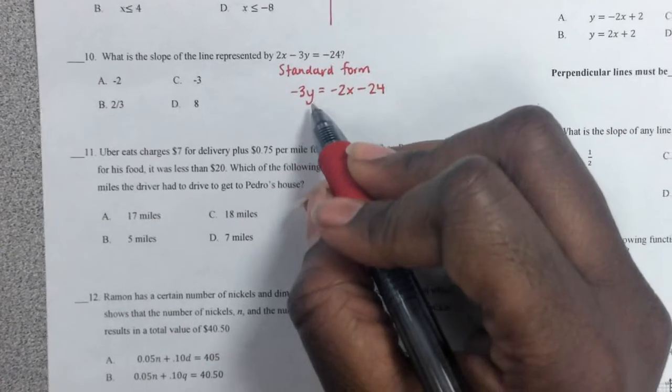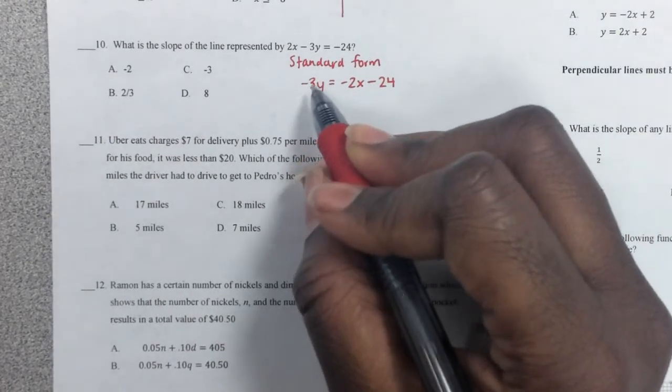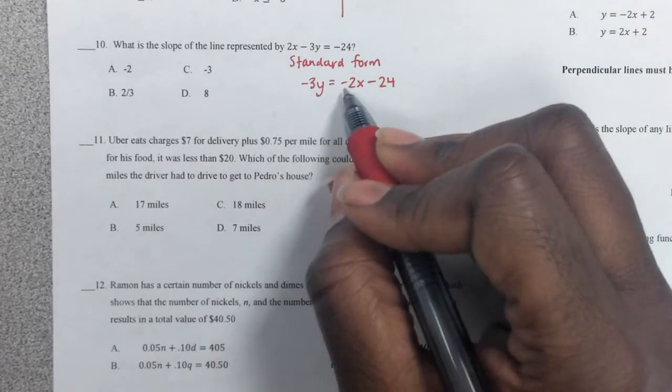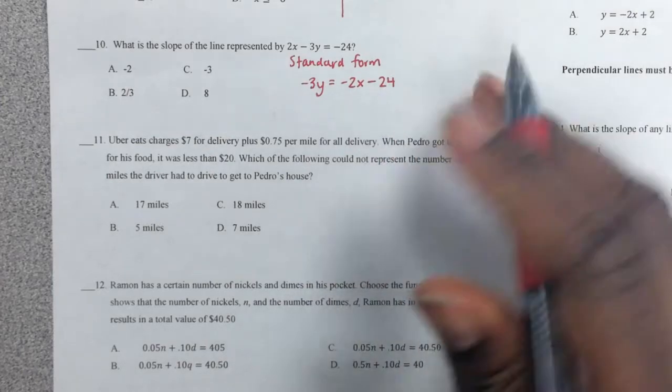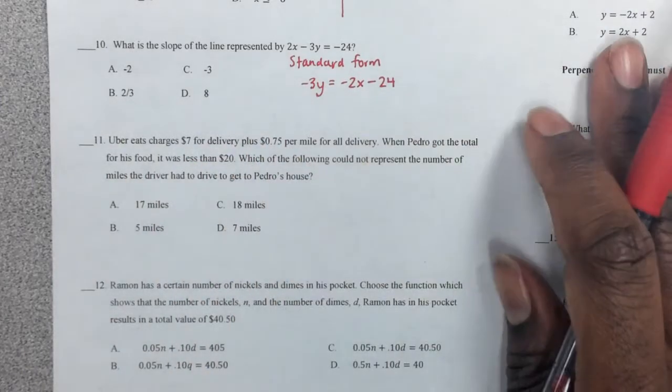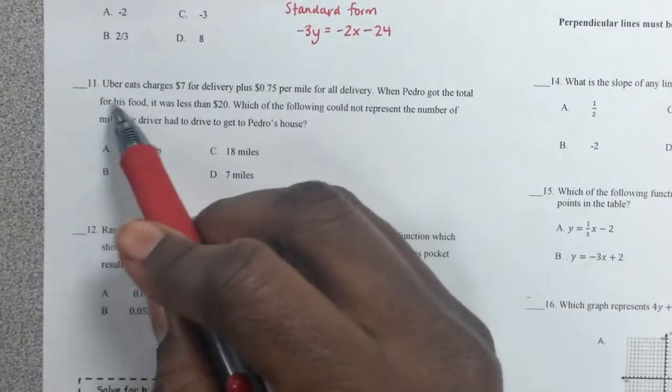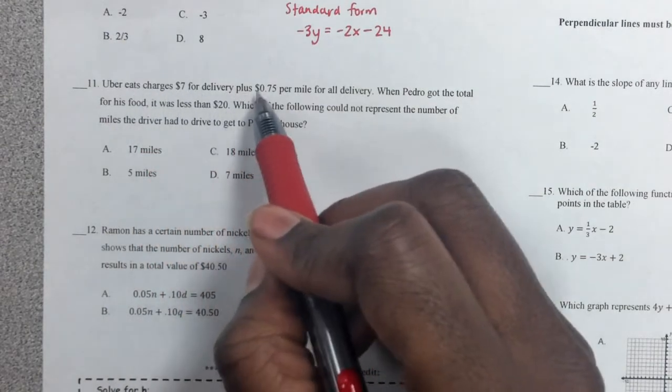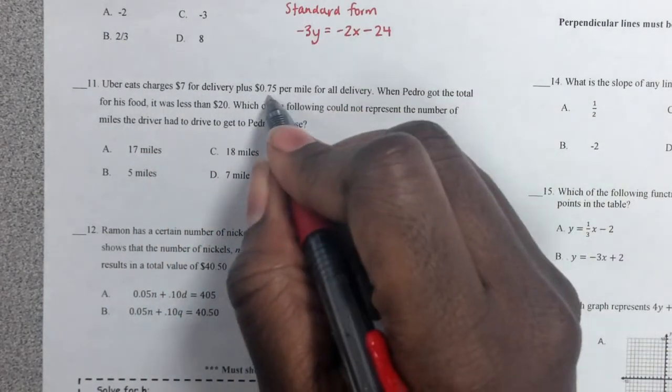All right. Then you need to divide exactly by this. That's with the y. You're going to be dividing everything by negative 3, negative 3, negative 3, and then see which slope you get. It says Uber Eats charges $7 for delivery plus 75 cents per mile.